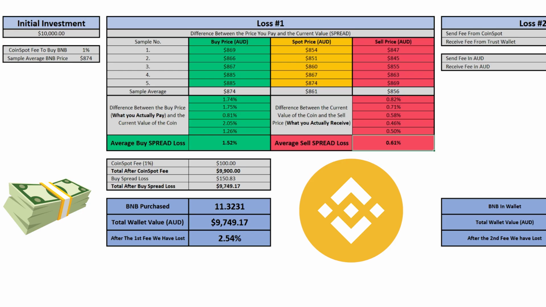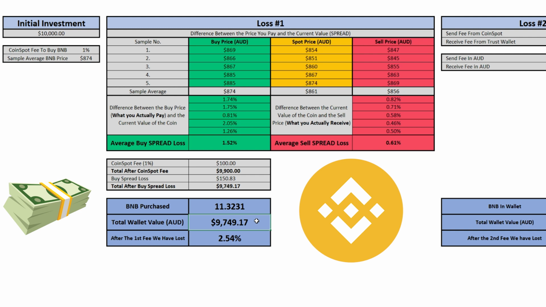So what does this mean? It means the total fee for this first step taken from our $10,000 investment is $250.57, which is 2.54% of our initial investment, leaving us with 11.3231 BNB at a wallet value of $9,749.17 AUD. Now I bet you can guess where loss number two comes from.